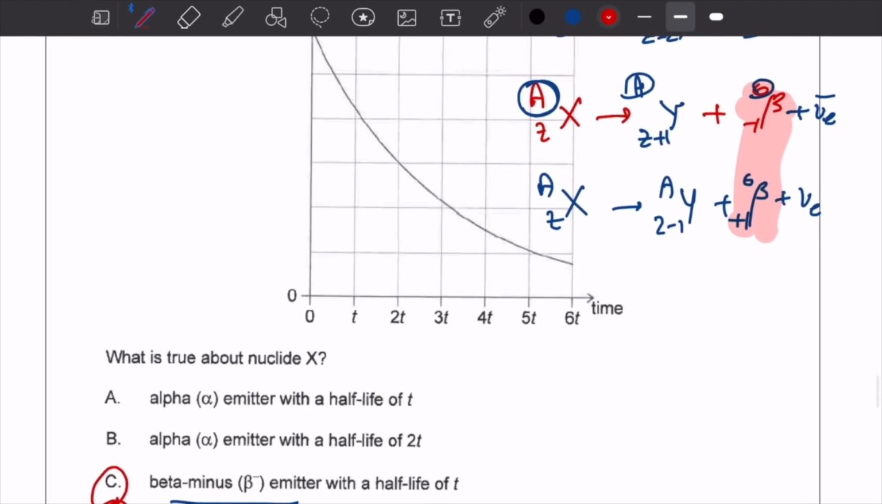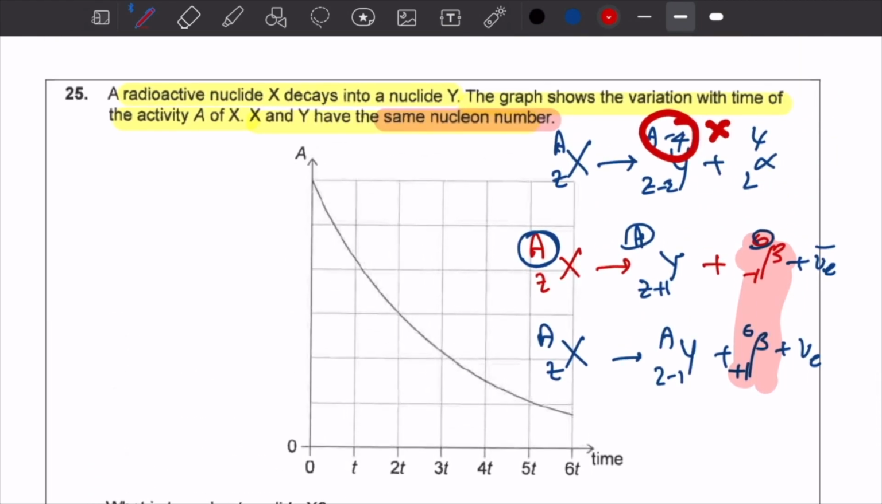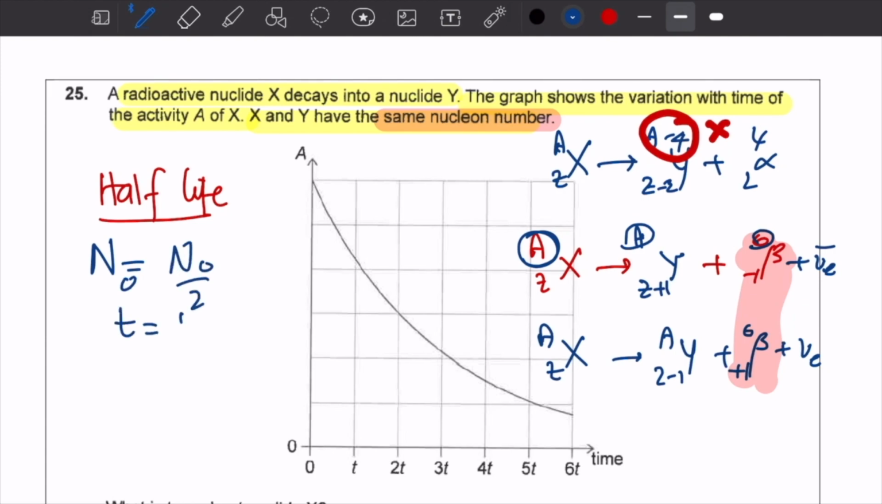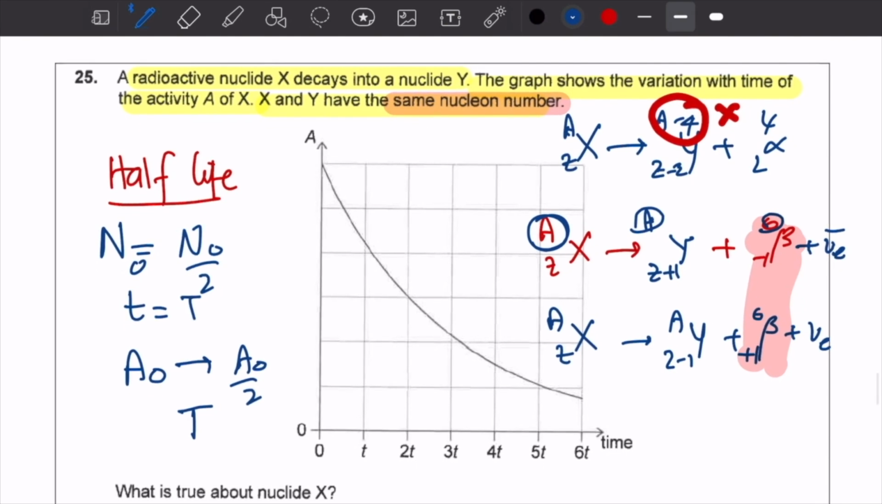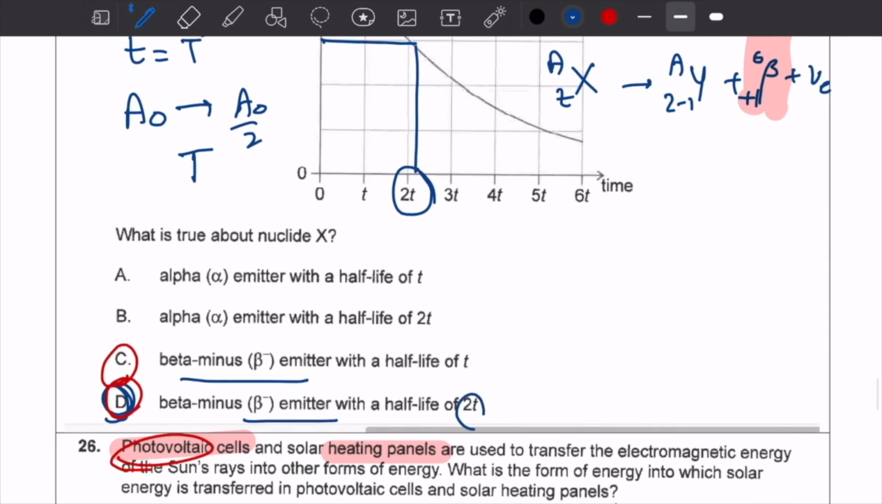Now the second thing they ask: what is the half-life? Let's discuss half-life. You can explain half-life in two different ways. One, the number of parent nuclei, or let's call them good nuclei, becomes N naught over 2. That time is called half-life, right? Or you can say activity becomes half of the initial activity. That time is called half-life. So activity here starts and it becomes half in time how much? 2t. So the answer is D.